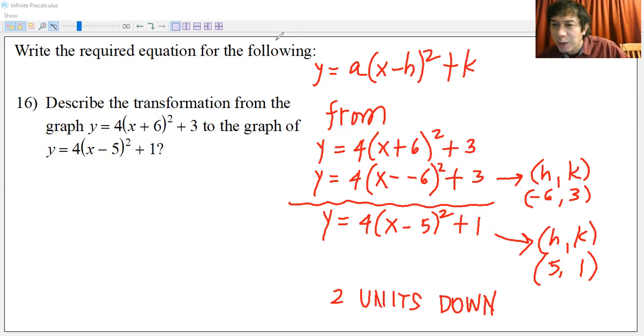Also, let's examine the h. From negative 6, that's 6 units to the left of the origin. That's the location of the vertex. Afterwards, the h now is plus 5, which means 5 units to the right of the origin. So it's from negative 6 to positive 5. That should be 11 units to the right.